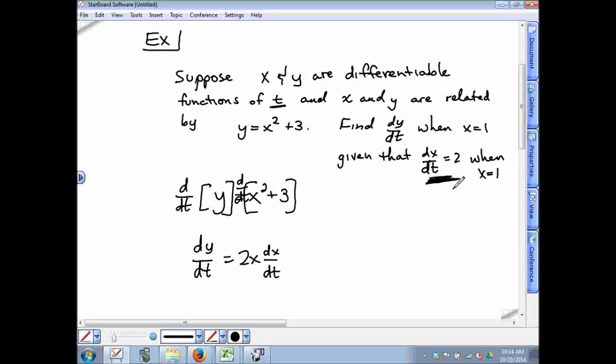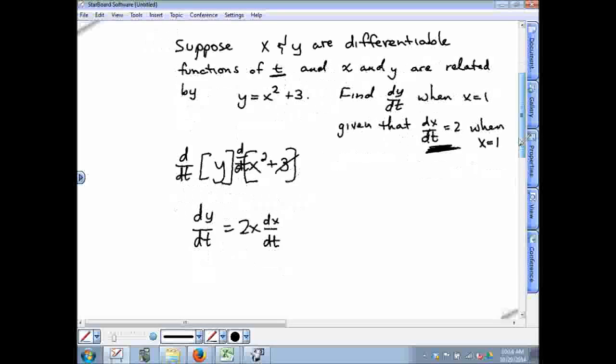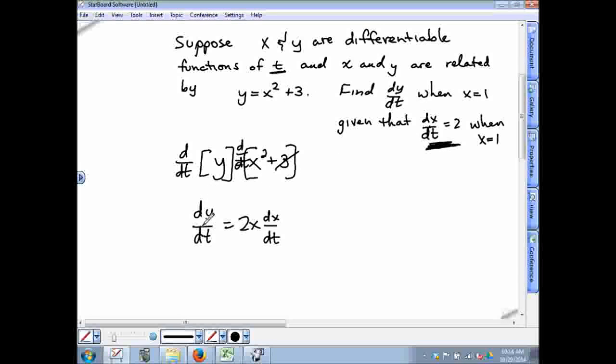Anyway. So then, what happened to the 3? It's 0. It's just 0. Okay? So what is dy/dt? That's what they're asking for. Now it's 2x times dx/dt. You have to plug in your known values. So it's 2 times 1 times 2, because dx/dt is equal to 2. So dy/dt is equal to 4.